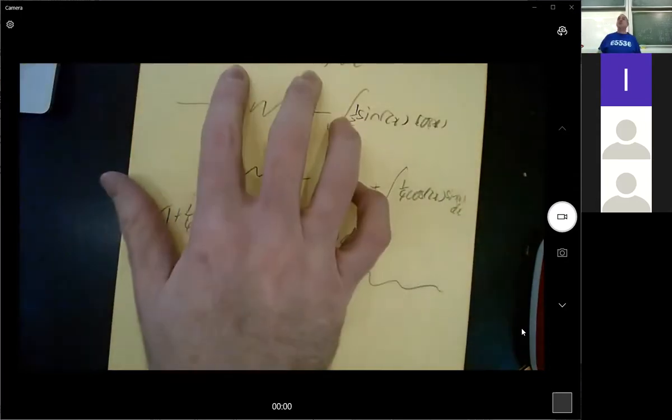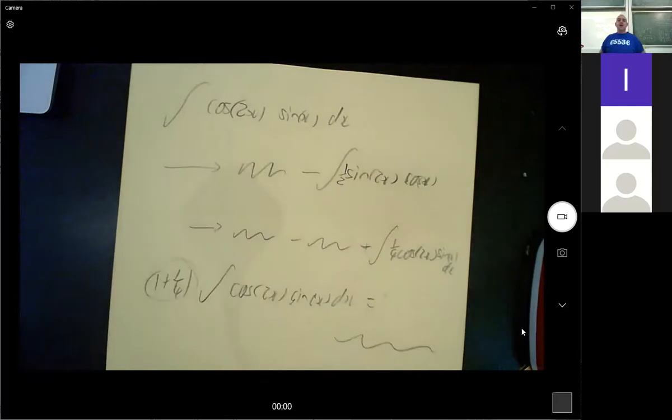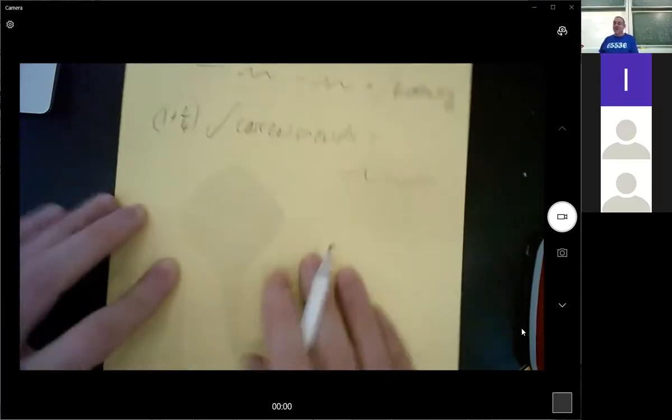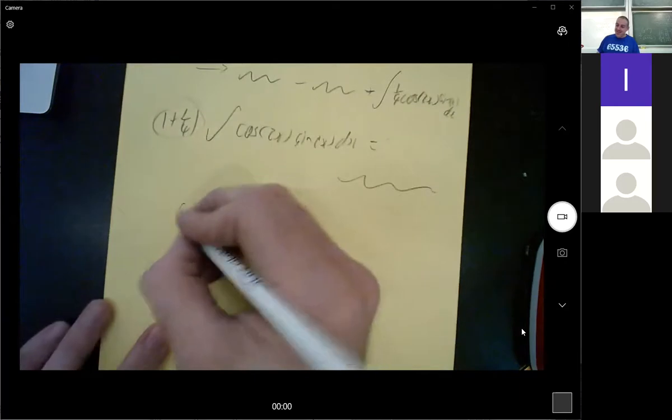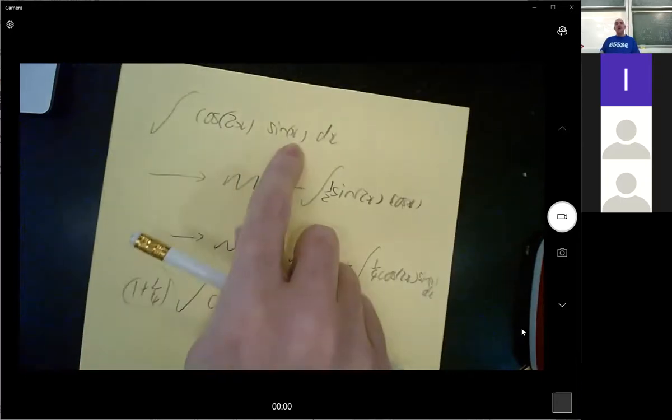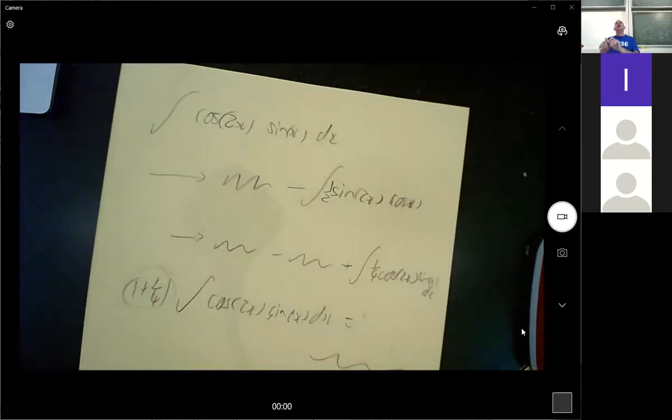To do this one, you can make your own trig identity. So make your own trig identity. Cos of, so it's got a cos and a sine multiplied together. The sine addition formula will do that.